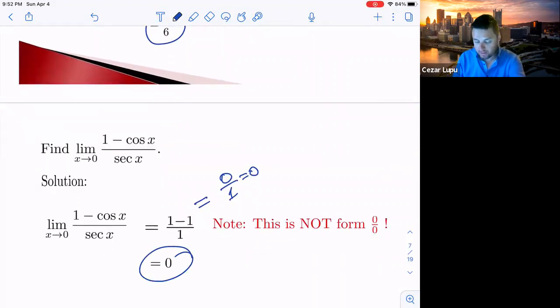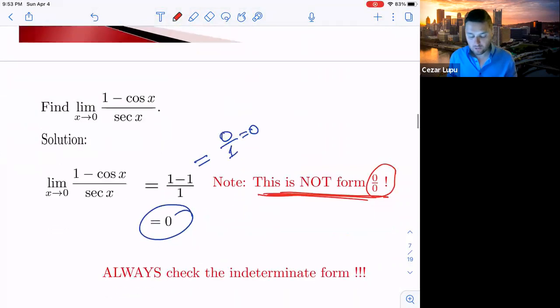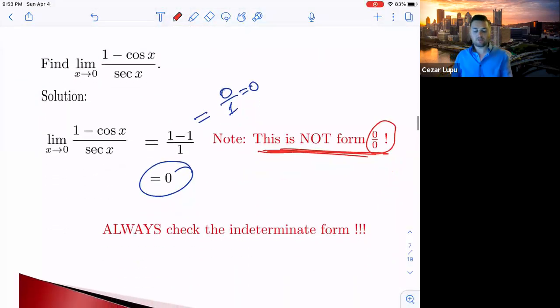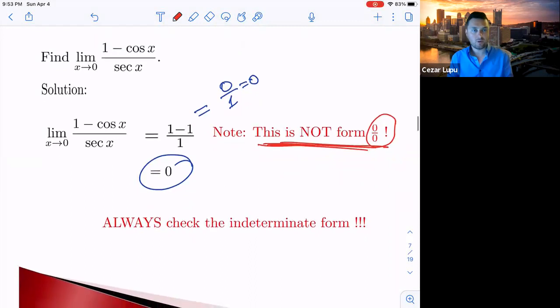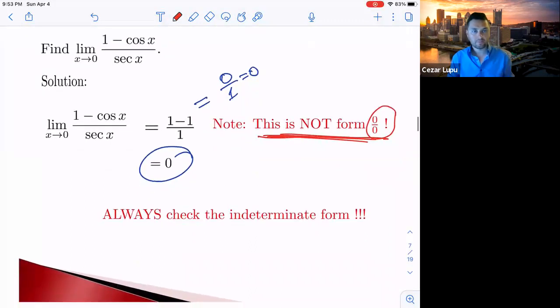So this is not an indeterminate form, it's not 0 over 0. So there is no point in applying L'Hopital's rule. The moral of this example is to always check the indeterminate form. So that's the moral of this example, right? Always check that, always.